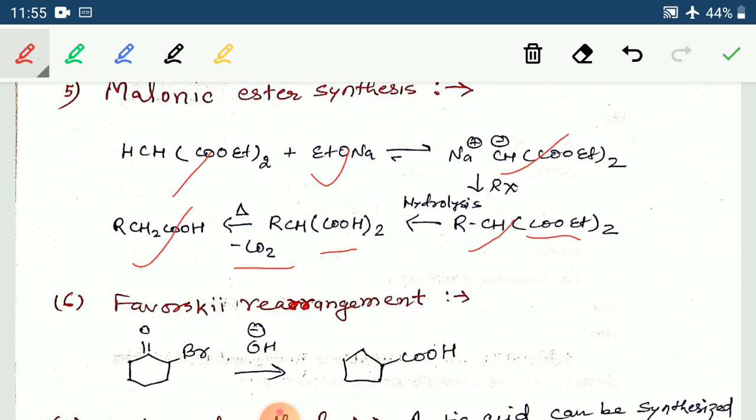The next method is Favorsky rearrangement. See, this is very important reaction in which we can synthesize carboxylic acid, and in Favorsky rearrangement we have to take alpha halo ketone. Here this reaction proceeds in basic condition, and see here the ring is 6-membered, here it is 5-membered. So the size of ring will be decreased.